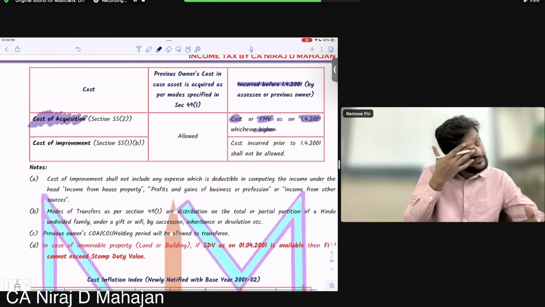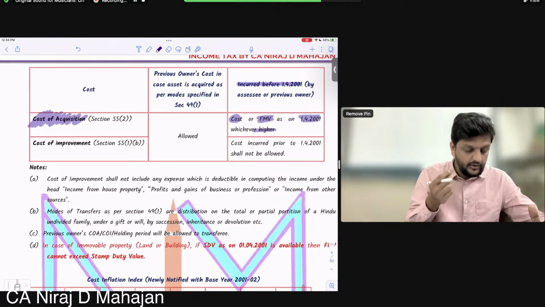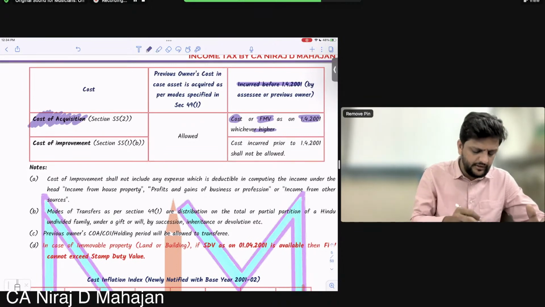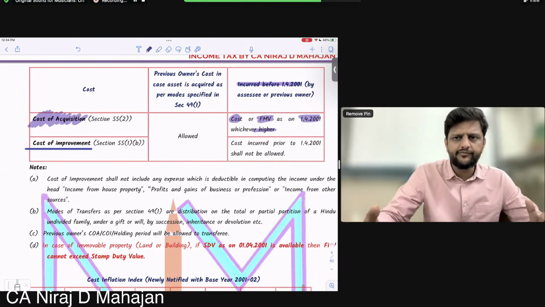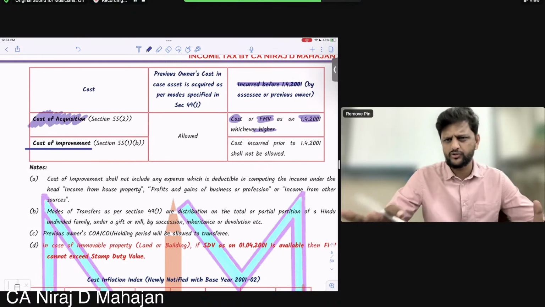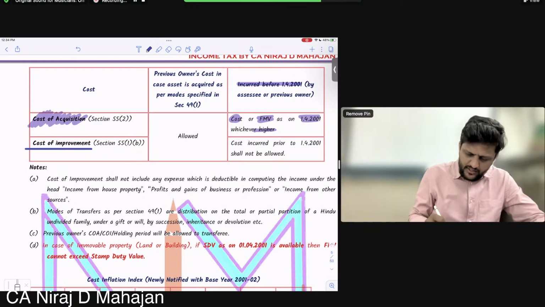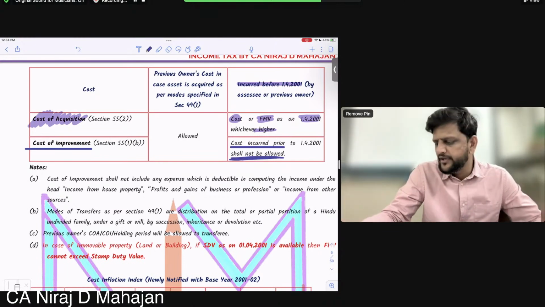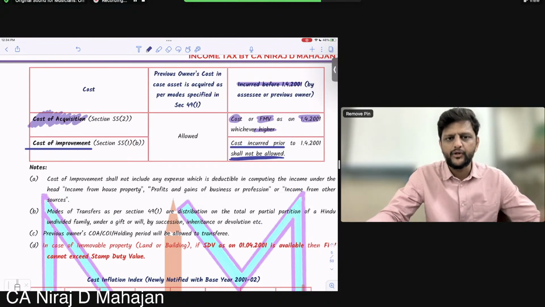Then, next one. What do we see, bachcho? Cost of improvement. Same thing. If you have purchased a property in the 1970s or 80s and you have done some construction work in the 1990s, 80s, whatever, but before 1/4/2001, the cost incurred before 1/4/2001 is completely not allowed, completely disregarded. Did you understand or no, everybody?